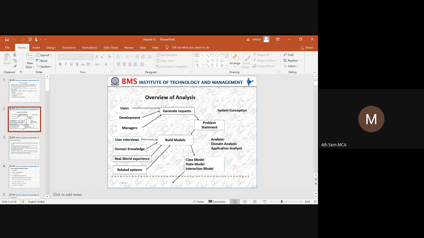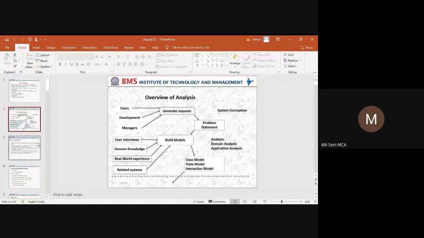How do we get the different experiences? One from user interviews, domain knowledge, real world experience, or similar systems. By using all these things, we try to develop different models. It can be a class model, a state model, or an interaction model.